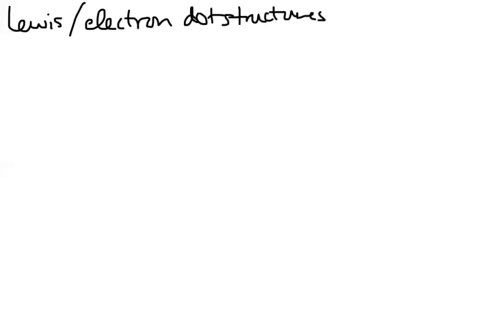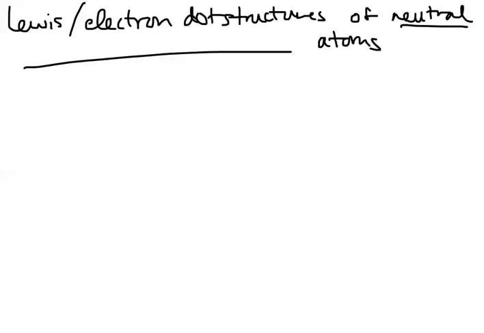Lewis or electron dot structures of neutral atoms. We'll put them into molecules later, and we'll do ions later as well. Neutral atoms. This is when you look at the periodic table and you count across the periodic table for how many electrons you have, before they gain or lose electrons to fill out their octet. You want to make sure that we're drawing the neutral atoms.